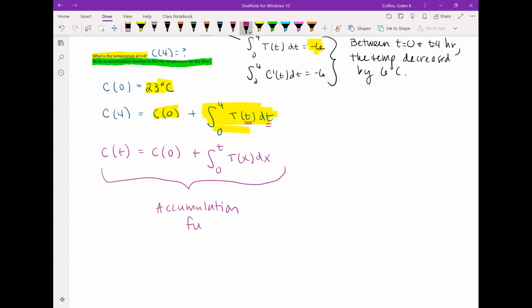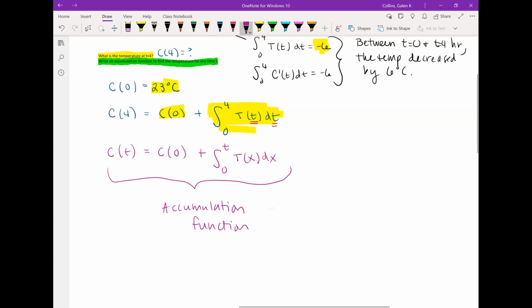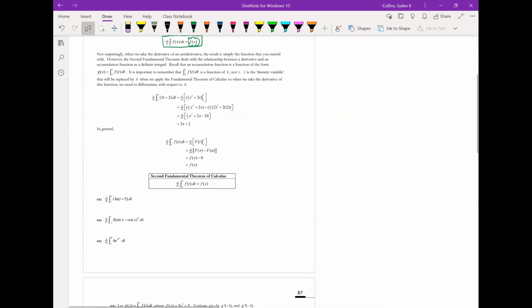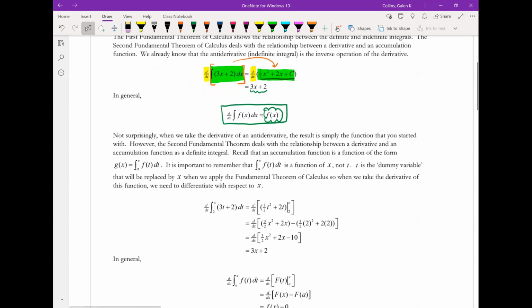Another accumulation function related to this one is if I just wanted to know the change in temperature from 0 to any time t, I could drop my 23 degrees, my C of 0, and write a different function for that. But I'm going to leave this one. So I wanted to refresh your memory on what an accumulation function is, why we might write one, and why we might use it, and let's go back to the second fundamental theorem.